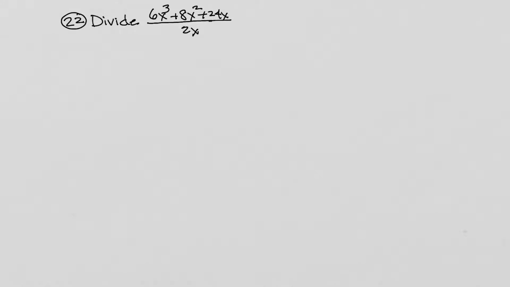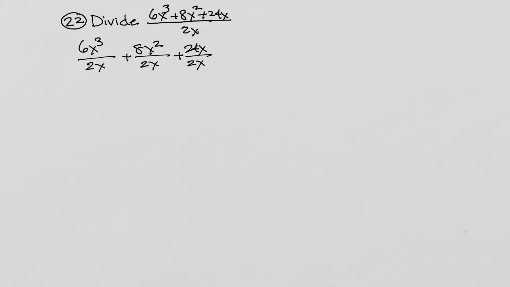We're going to make a division here in problem number 22. So we've got these three terms divided by a single term here. And the way we're going to do this is we're going to divide this quotient up into three different quotients. Like this. We'll write 6x cubed divided by 2x plus 8x squared divided by 2x plus 24x divided by 2x.